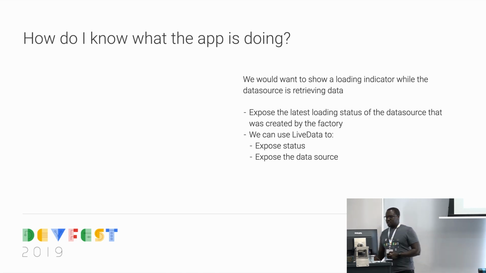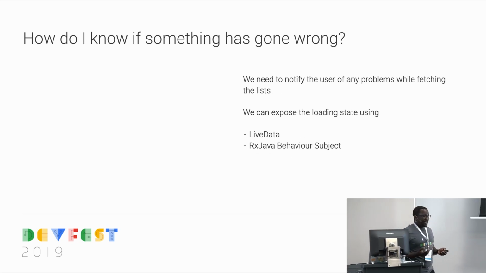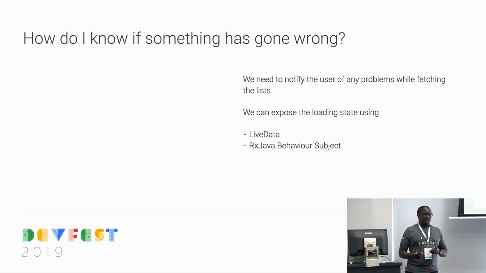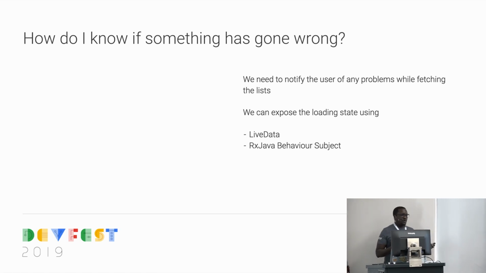Then there's another thing: how do we know if anything has gone wrong? For example, if you're not getting information from your API, what do you do? The user doesn't know that. If you're not propagating all this information up to the UI layer, you don't really know what you're doing, and you'll end up with another one star or two star review. You can be frustrated, but your user will probably punch their keyboard even harder than you. So we want to avoid such situations where you don't know what to do with this information.